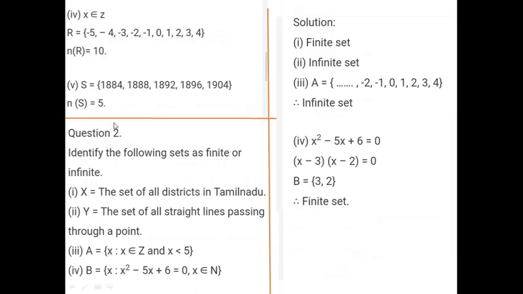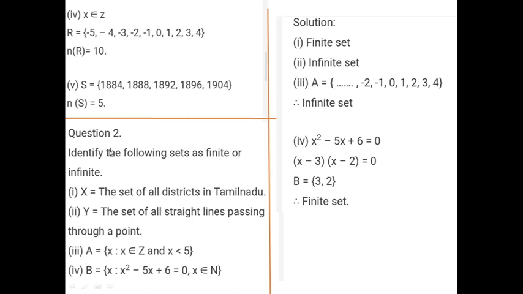So now see how many elements are there in set S. There are 5 elements. So n of S is 5. Can you all understand? The cardinal number is nothing but the number of elements in that particular set. It is represented as n of A, that is, n with the set name.